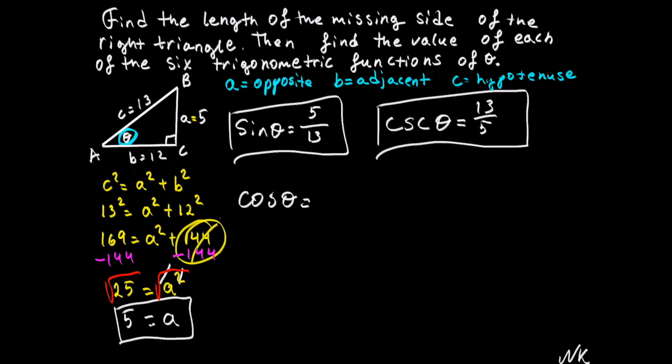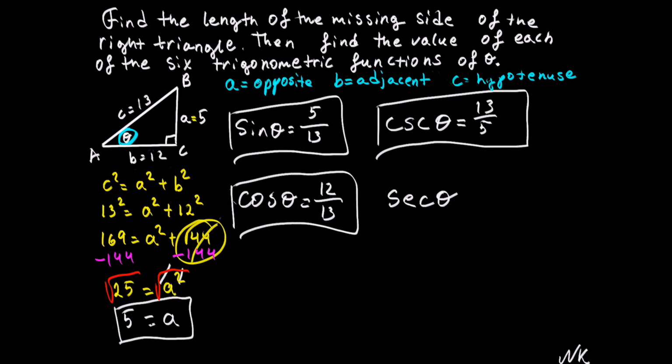Cosine of theta is the ratio of the adjacent side to angle theta to the hypotenuse, and the adjacent side is b, which is equal to 12. And we need to divide it by the hypotenuse, which is 13. So cosine of theta is 12 out of 13. Once you have cosine of theta, it's very easy to find secant of theta, which is the reciprocal of cosine. And the reciprocal of 12 out of 13 is 13 out of 12. So secant of theta is 13 out of 12.